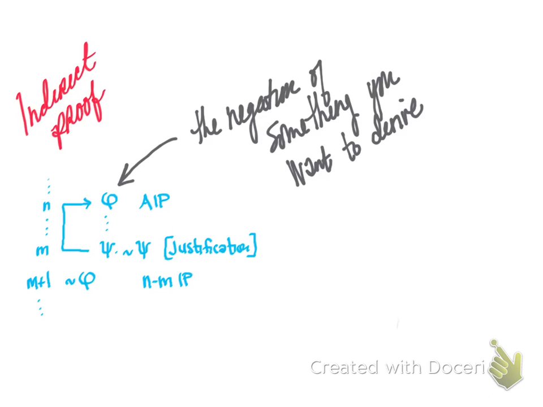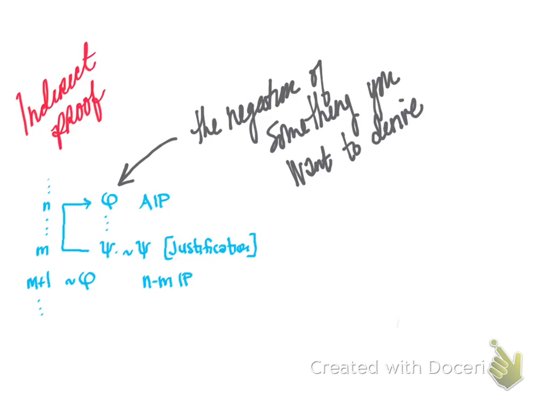So that could be anything. You want to derive all kinds of things within the context of a proof. Maybe you want to derive the conclusion, maybe you want to derive something along the way. Anytime you want to derive something and you're not sure how to do it, one thing you could do is assume the negation of that thing and show that it leads to a contradiction. And if you can do that, then you can infer the thing you wanted to prove all along.